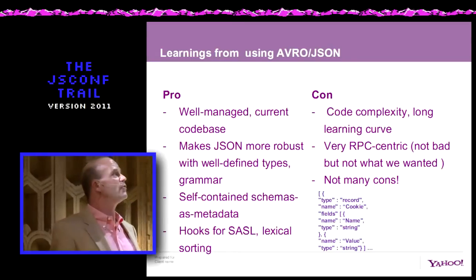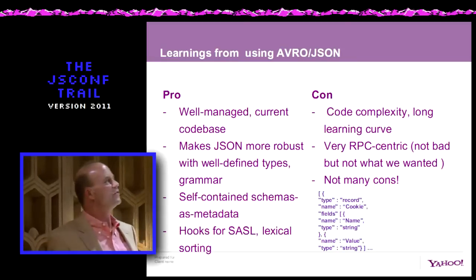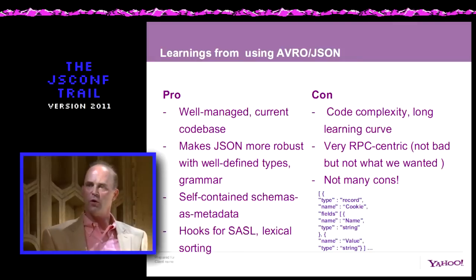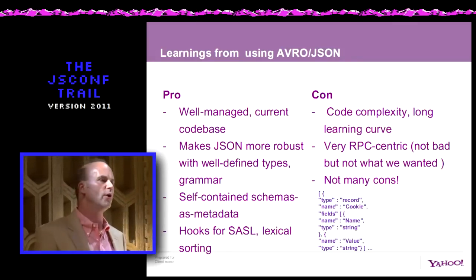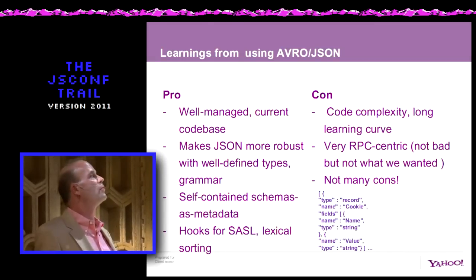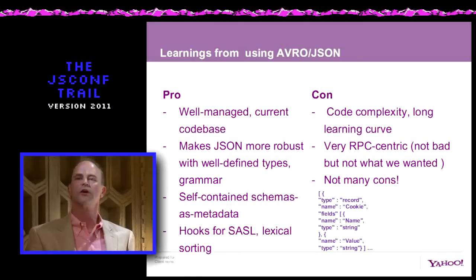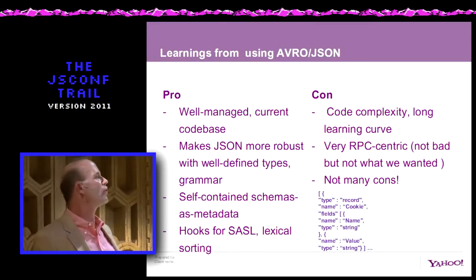Against the Avro framework, there's not a whole lot of cons. It does exactly what it's intended to do. It was very RPC-centric. It's not bad, but it's not what we wanted. We stripped a lot of that stuff out. We did not use it to compile code. We did not use IDL to define our data types, although we might at some point. What we really wanted was very robust JSON that could be generated at scale. That was really the key feature, and the Avro framework provided that for us.